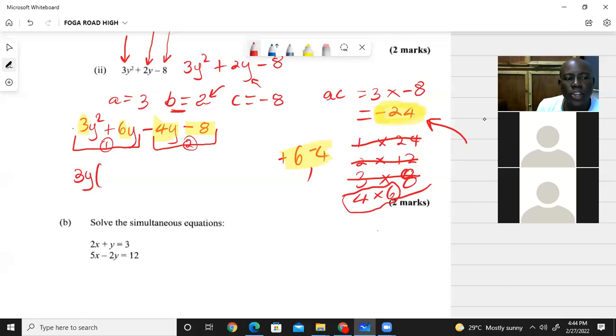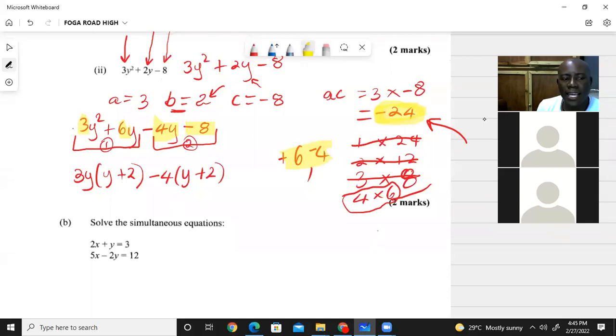3y. So what you're going to do now is to take the 3y and divide it back into the terms. So 3y into 3y squared, we're left with y. And 3y into 6y, we're left with 2. Close it. Go to the next group. What is common is negative 4. So negative 4 into negative 4y, we're left with y. And negative 4 into negative 8, we're left with positive 2.